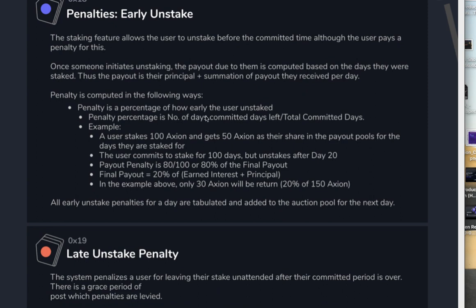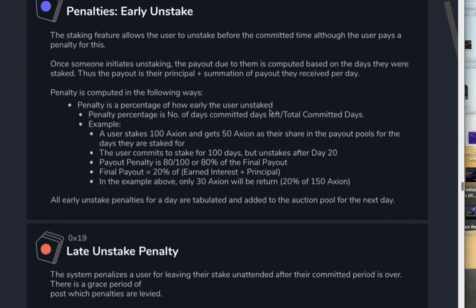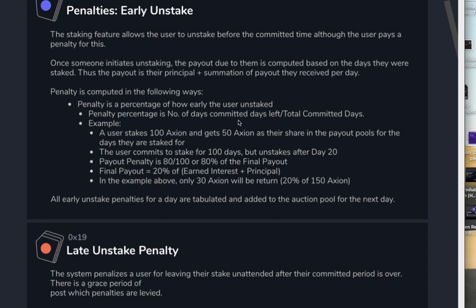Penalty is a percentage of how early the user unstaked, so how early you did it. Penalty percentage is number of days committed minus days left, over the total committed days, right? And for example, let's have a look. A user stakes 100 Axion and gets 50 Axion as their share in the payout pools for the days they were staked for. The user commits to stake for 100 days but unstakes after day 20. The payout penalty is 80 over 100, that's 80% of the final payout.